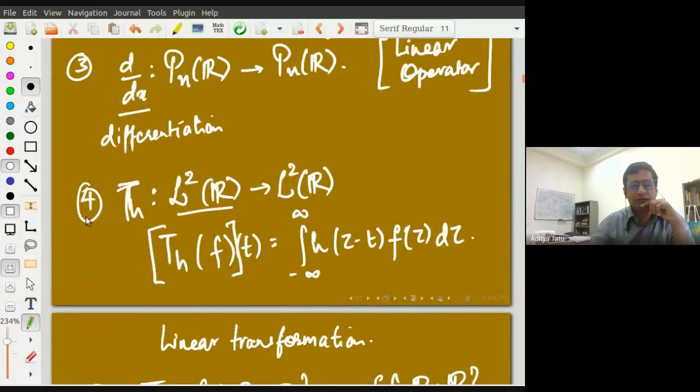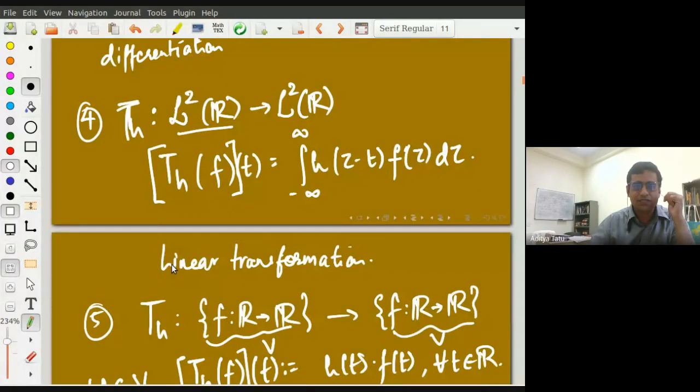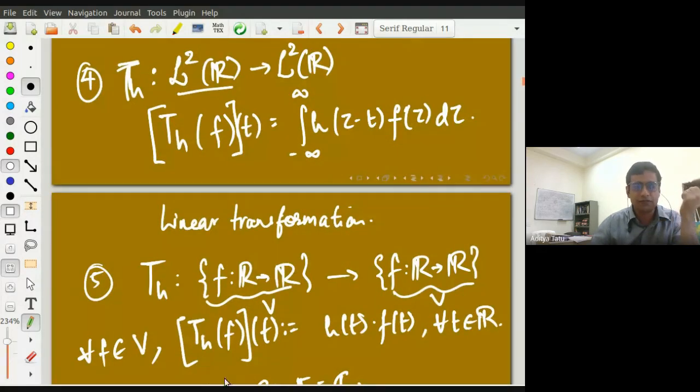So can you do that for convolution? This fourth example that you see over here, or fifth, whichever you want. How do I write this as a matrix multiplication?